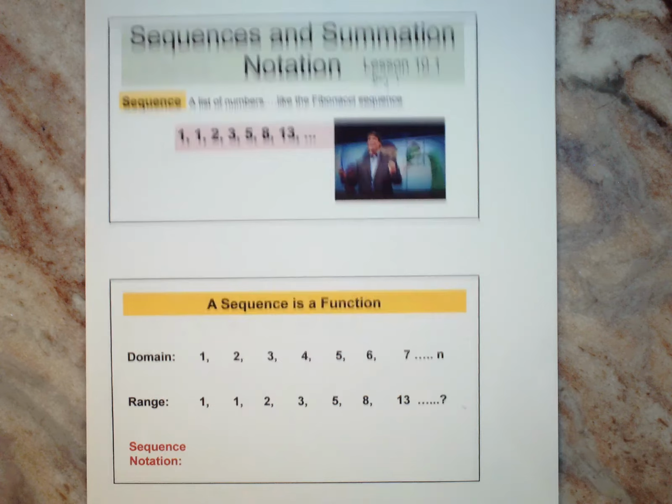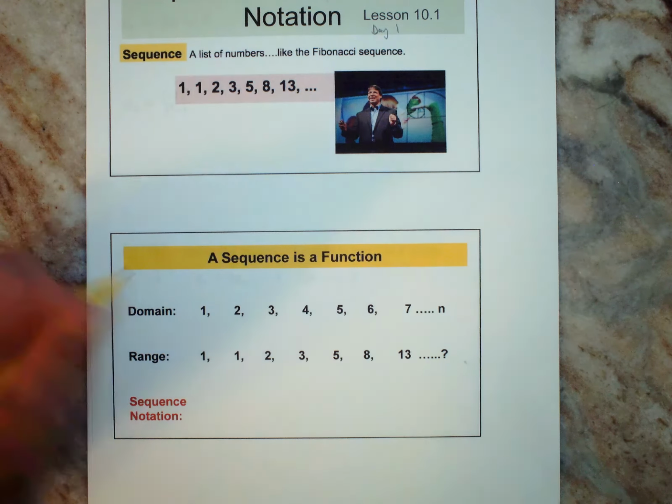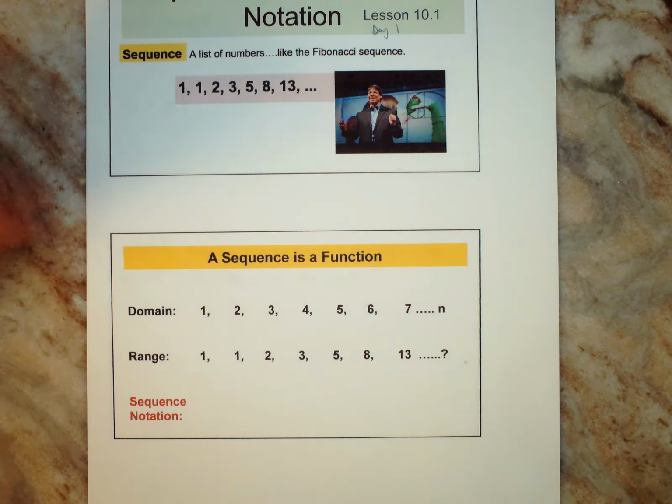I'm just going to go over a few notes down here. A sequence is a function. You can have an infinite sequence, which means it goes on forever, or a finite sequence, which means it does not go on forever. The domain of your sequence is basically what term number it is in the sequence.